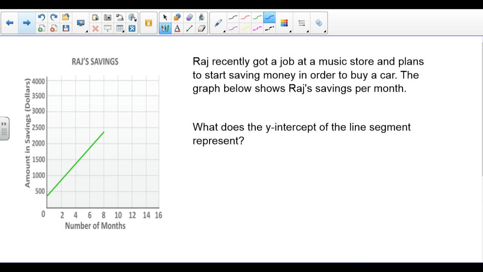Alright, here is another question that's asking, what does the y-intercept of the line represent? Again, we want to label x and y. Since we're talking about the y-intercept, it's going to be right here. And this graph is talking about Roger's savings. You can read the whole question if you want, but again, if they want the y-intercept, that means I have to look at the graph.